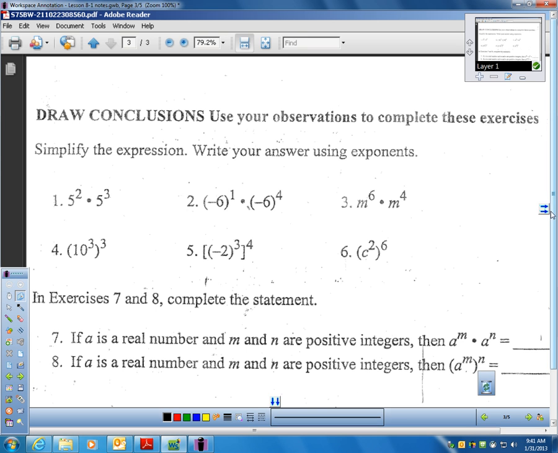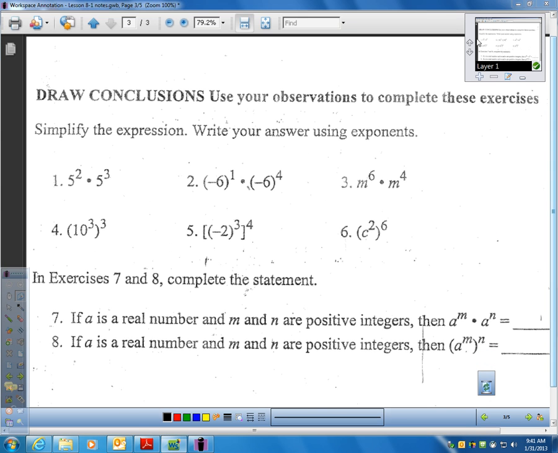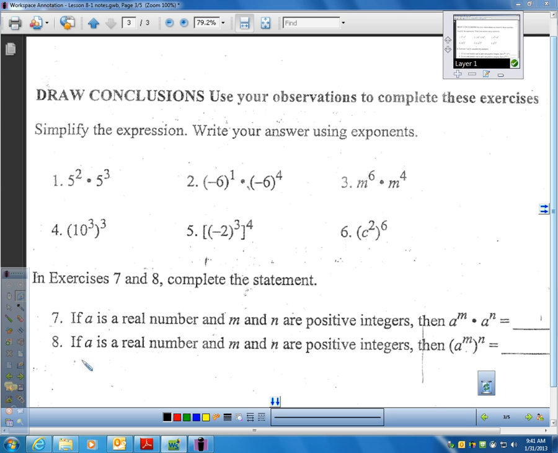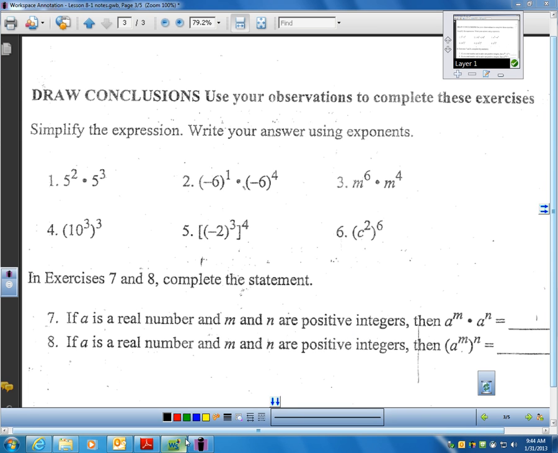Let's draw some conclusions. Let's look at some of these problems. Now, we've only talked about 2 of the 3 properties. We'll talk about the third one in a minute. But let's look at these now and walk through these. And we're just using the 2 properties we've learned up to this point.